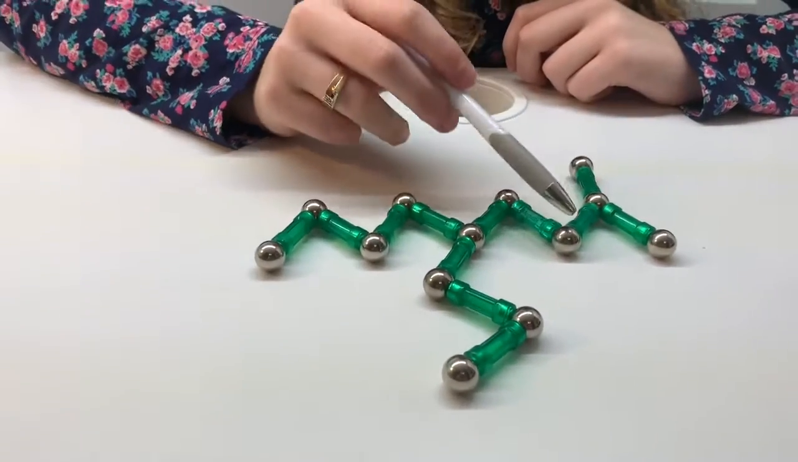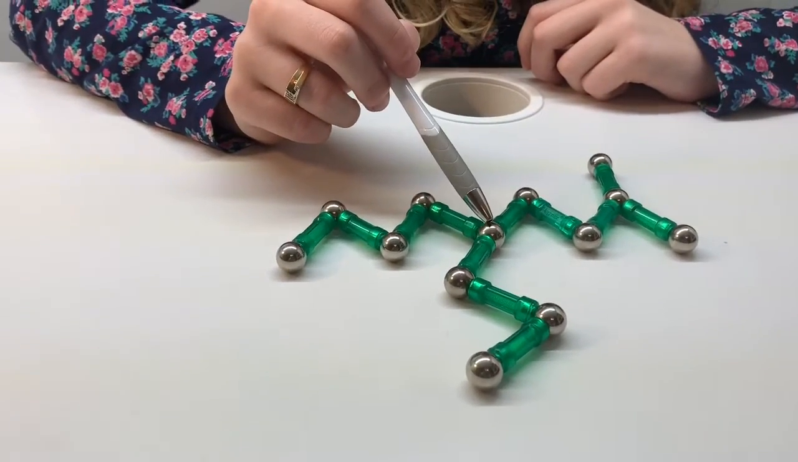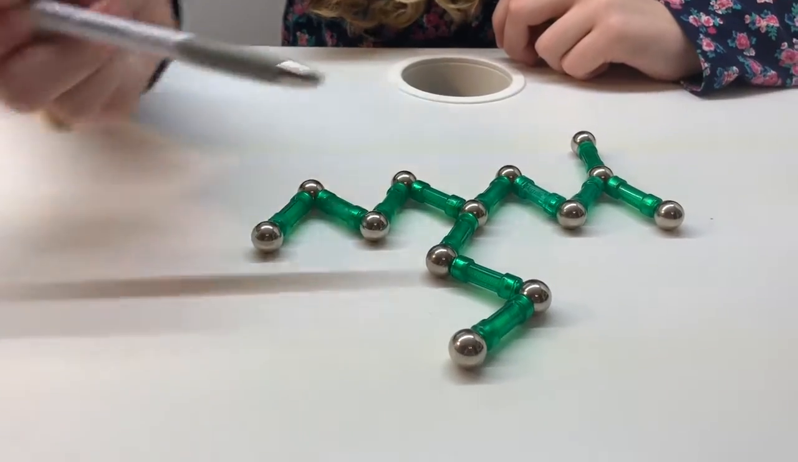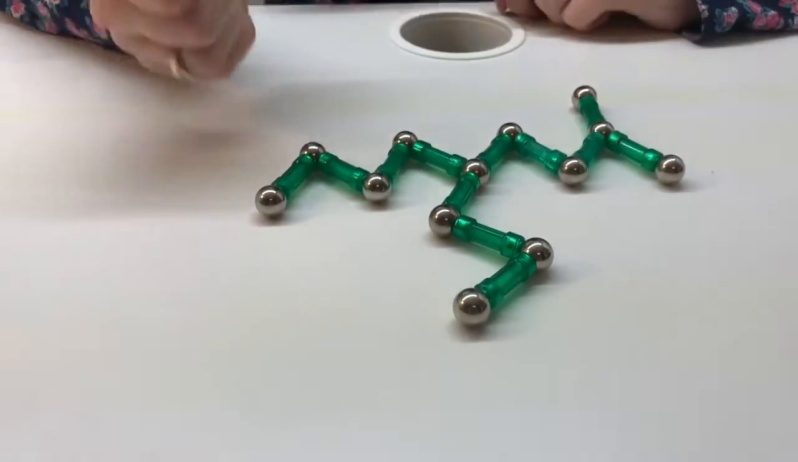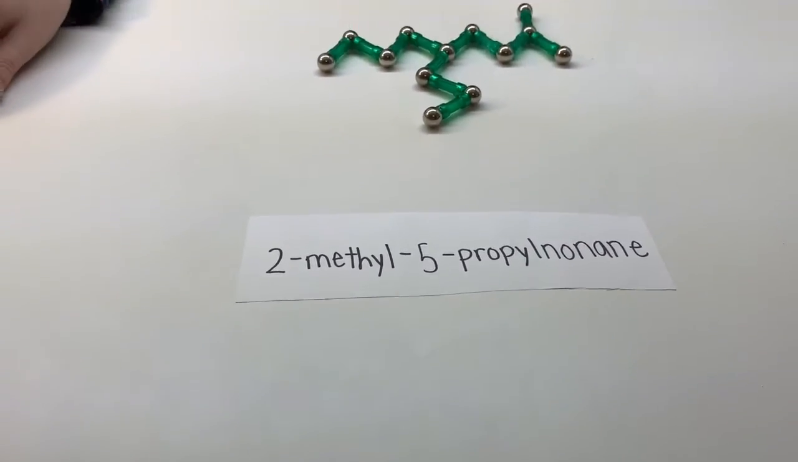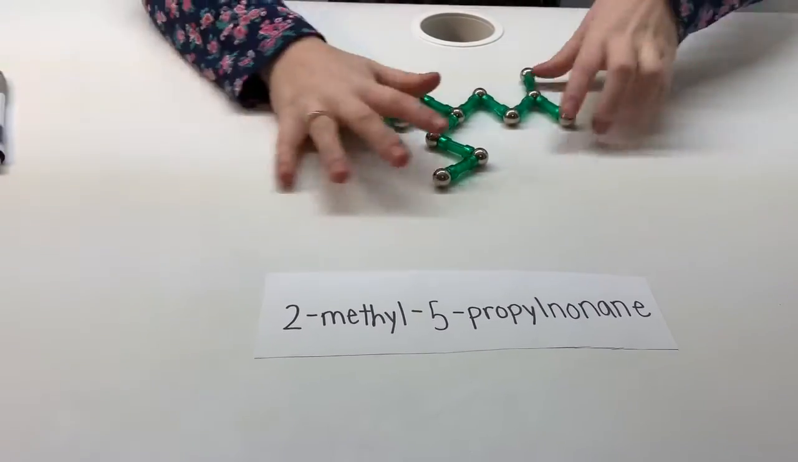1, 2, 3, 4, 5. That's the correct substituents. It would be incorrect to go the opposite direction. So the final answer is 2-methyl 5-propyl-nonane. Let's get rid of this.